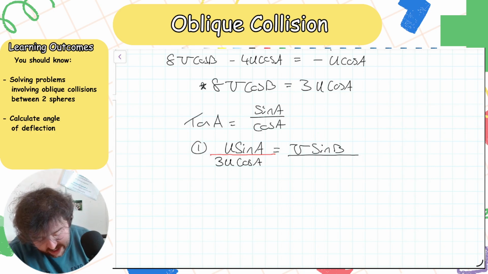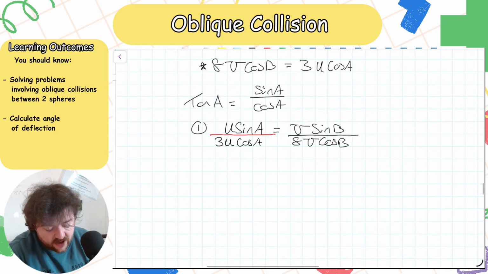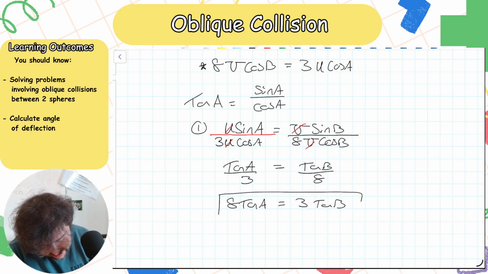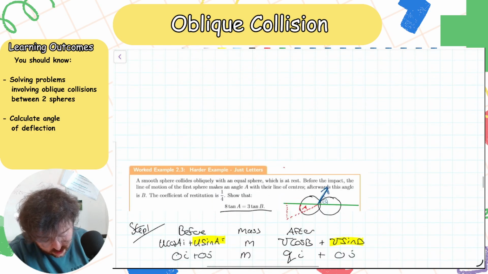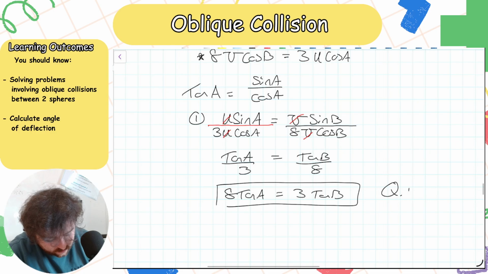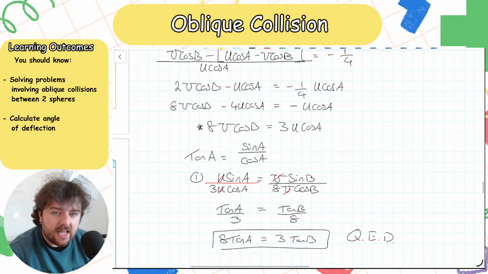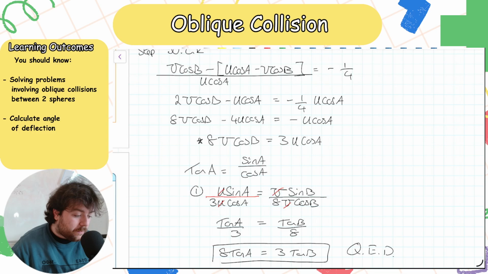But what we established is that 3u cosine A is equal to 8v cosine B, so I am dividing by the same thing. The u cancels here, the cosine B will cancel here. So I'm left with tan A over 3 is equal to tan B over 8. Cross multiply, and I'm left with 8 tan A is equal to 3 tan B. And that is the identity I'm trying to prove. QED. And that is an example of a harder oblique collision.